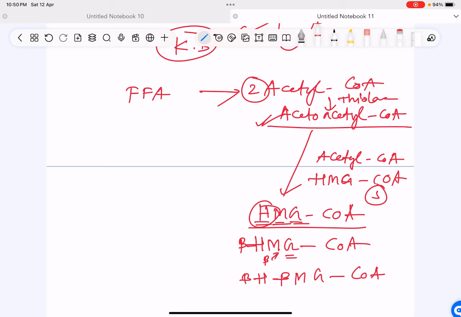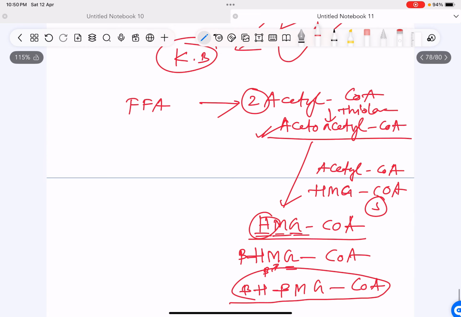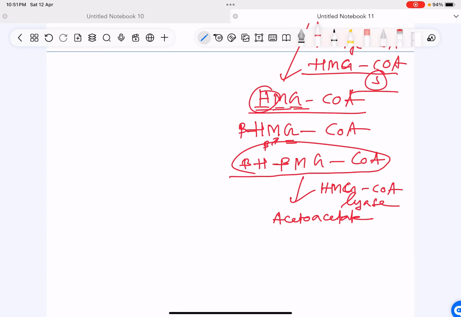For ketogenesis, the rate limiting enzyme is the enzyme which forms the beta hydroxy beta methyl glutaryl CoA, that is HMG CoA synthase. Okay, this is the rate limiting step. And then from this HMG CoA we will have our first ketone body, that is acetoacetate. How? By HMG CoA lyase. HMG CoA lyase will break this HMG CoA and will liberate one molecule of acetyl CoA and will give you acetoacetate.